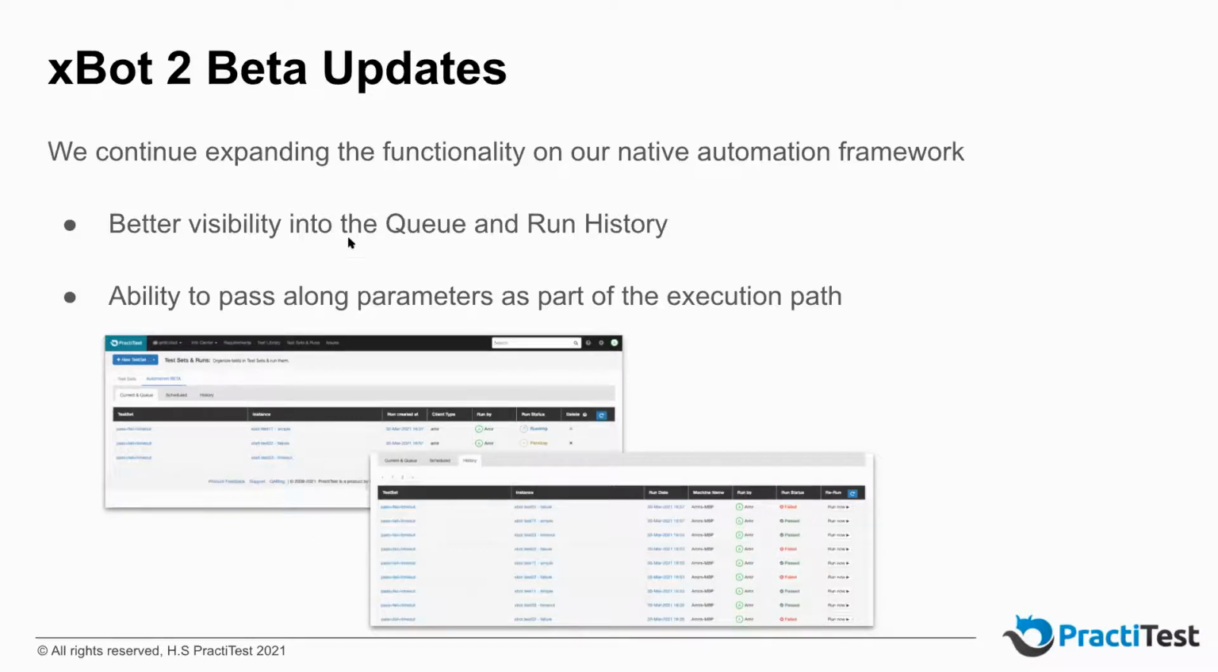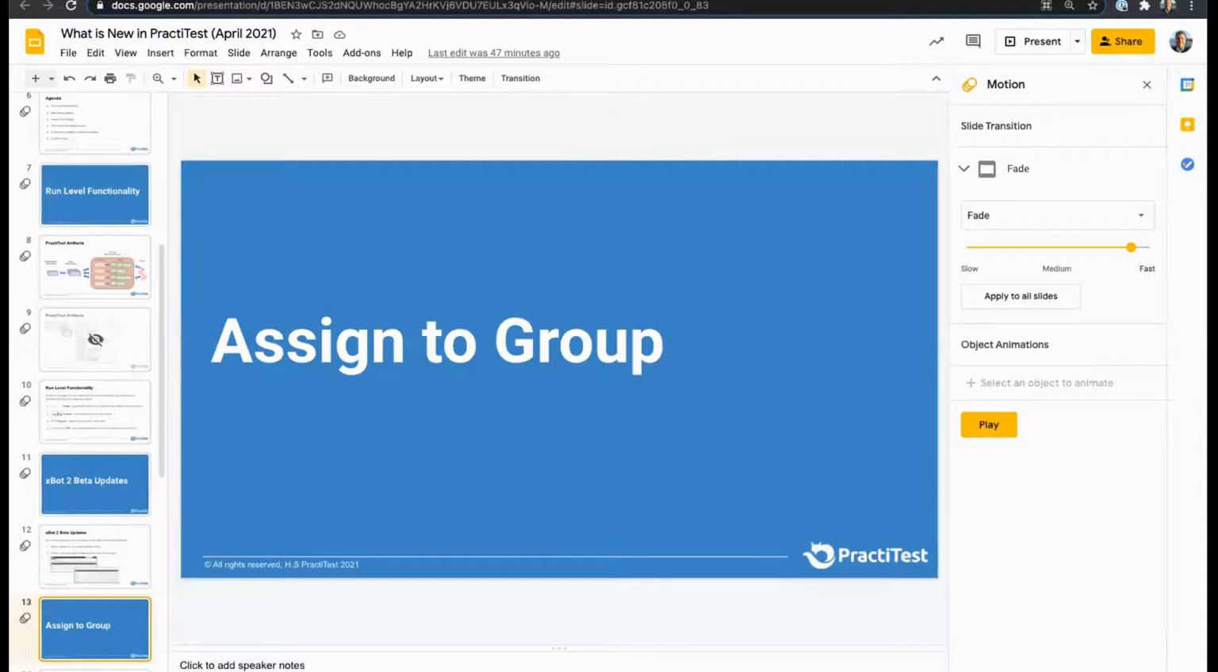So two of the things that we've added, one of them I will be showing today. The other one is actually going out later tonight. The one that we're actually working on right now is a lot better visibility into the queue and the run history that you have in the system. The thing that we're going to be adding later today, as we speak, is the ability to pass along parameters as part of the XBot URL that you're passing along, something that was already asked for by 3 or 4 of our beta customers here. Now let's go over to our XBot so that we can actually see it working.